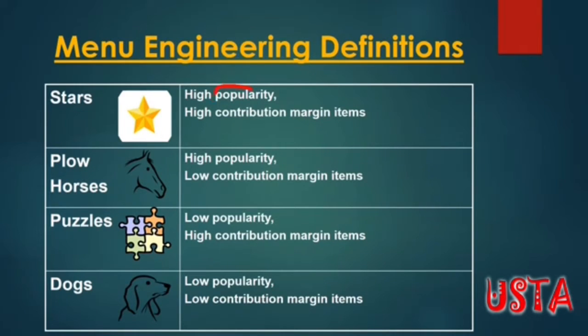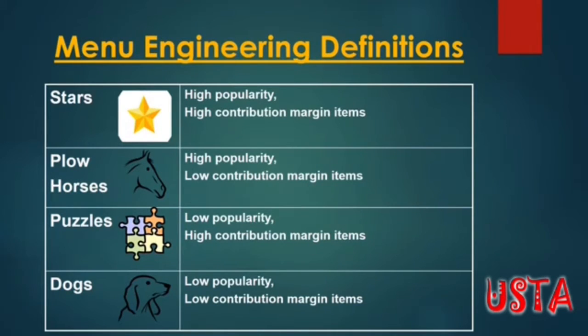That way, we need to know popularity and contribution margin. These are the two things we need to know. So menu engineering takes each menu item's contribution margin and its popularity into account to determine which of these four categories it is going to fall into. And once we know these categories, we can then do something to it. Re-engineer our menu, if you will, so that we can maximize profit.